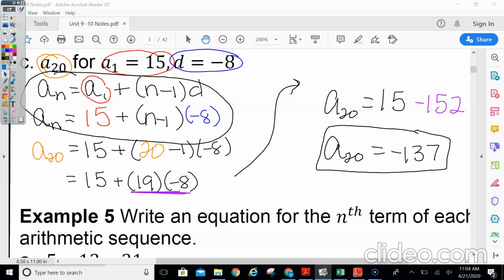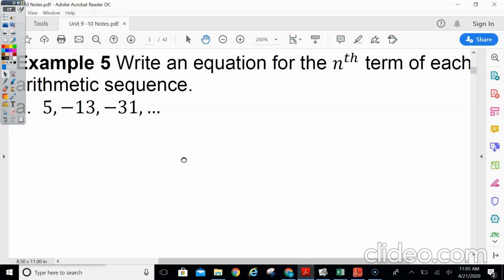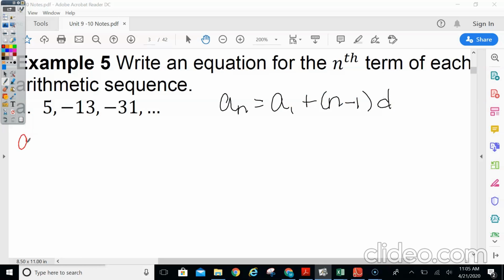Alright, so looking at example 5, it says write an equation, so that's a formula, for the nth term in each arithmetic sequence. So we're going to do the same idea we just did. A sub n equals a sub 1 plus n minus 1 times d. So we want to find a sub 1. We're going to plug in a sub 1. That's just the first term here. So 5. So we have a sub n equals 5 plus n minus 1. We want to find the common difference. So what's happening from one to the other?